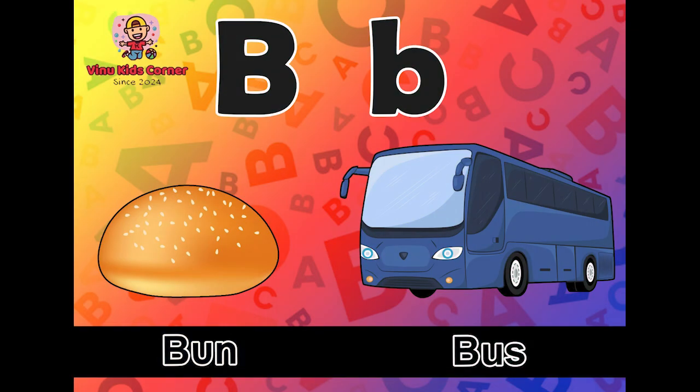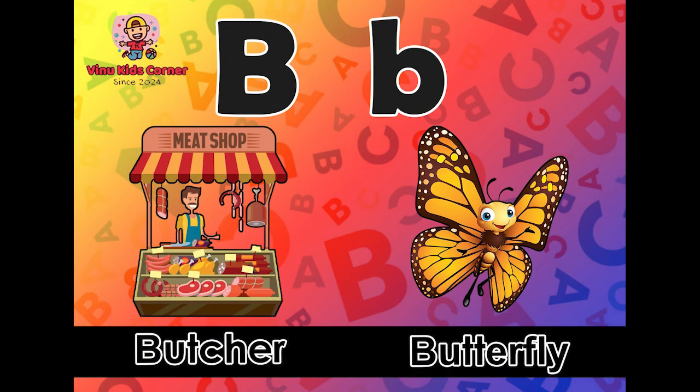B is for bun. B is for bus. B is for butcher. B is for butterfly.